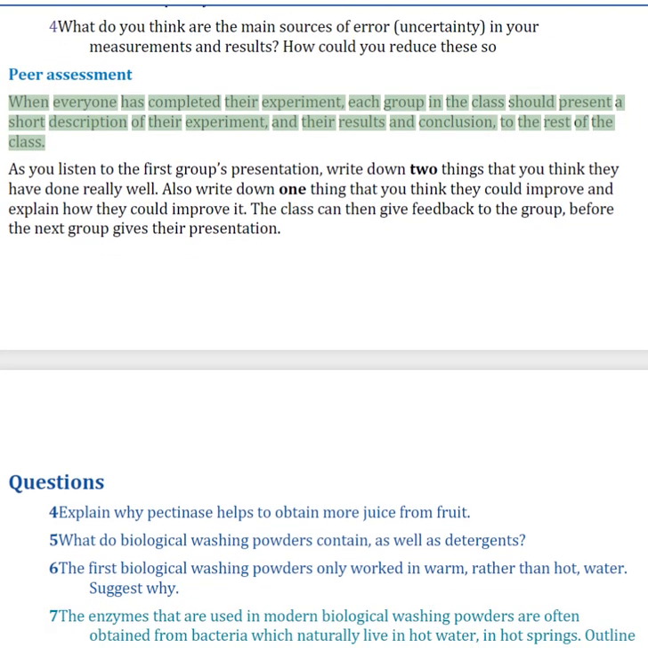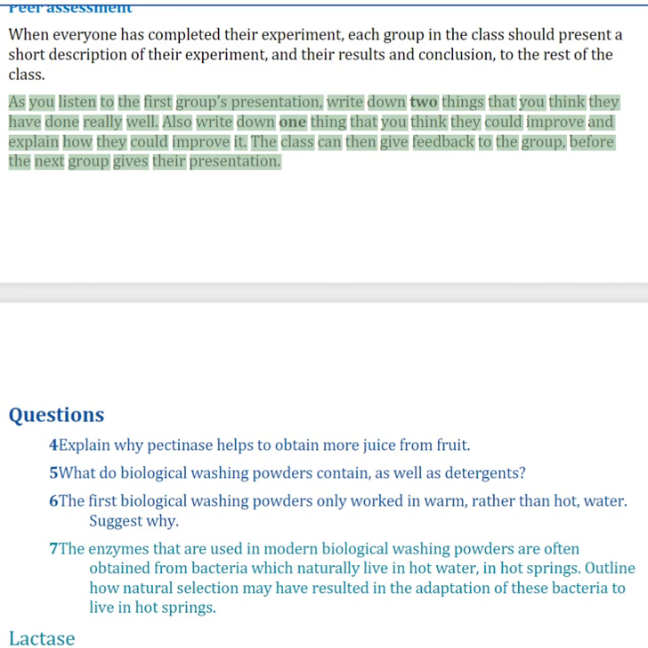Peer assessment. When everyone has completed their experiment, each group in the class should present a short description of their experiment and their results and conclusion to the rest of the class. As you listen to the first group's presentation, write down 2 things that you think they have done really well. Also write down 1 thing that you think they could improve and explain how they could improve it. The class can then give feedback to the group before the next group gives their presentation.